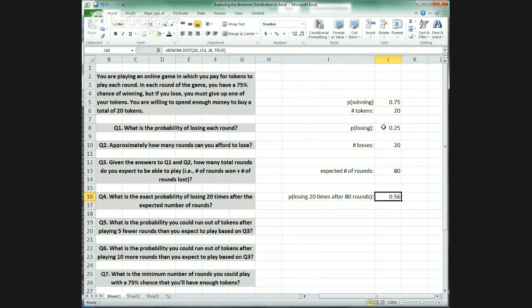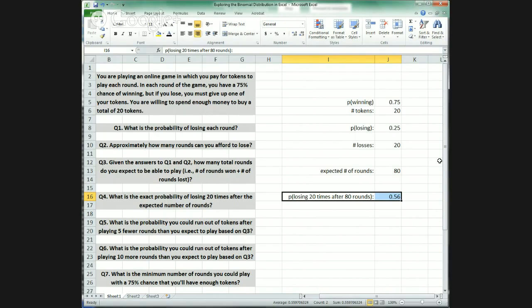Okay, so the answer to this is 0.56. So what this tells us is that the probability of losing 20 times after 80 rounds, which we've already figured out is what we would expect based on the probability of losing and winning and the number of tokens we have, that probability is actually only about 0.56. Now, like I said, that makes a lot of sense because there are going to be times when we lose more than 20 times after 80 rounds.